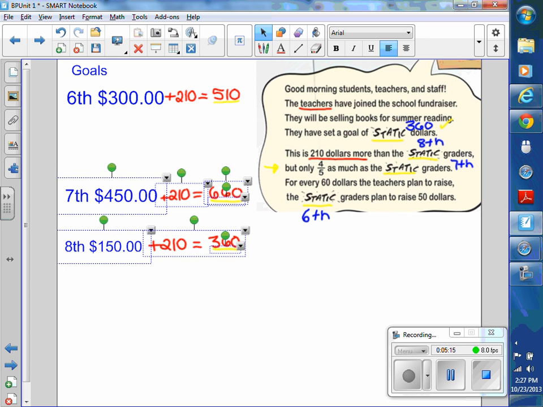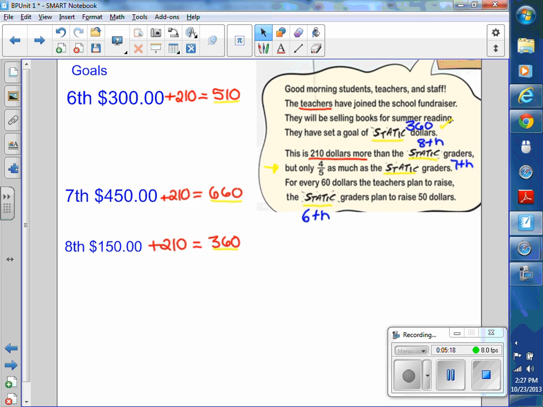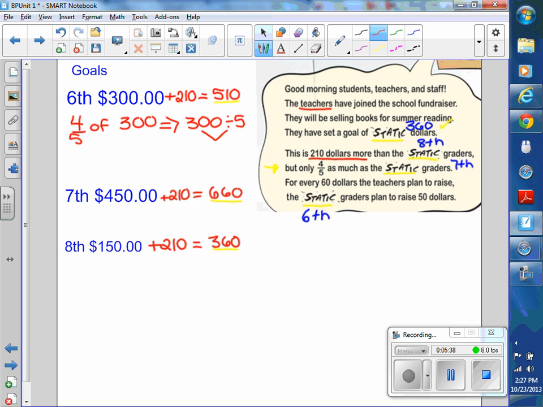So I'm going to make a little space here. To figure out 4/5 of 300, I'm going to take my 300 and divide it into 5 equal parts. And when I do 300 divided by 5, I get 60. Do you agree with that? Yes. So that's 1/5. So Antonio, how do you think I'm going to get 4/5?